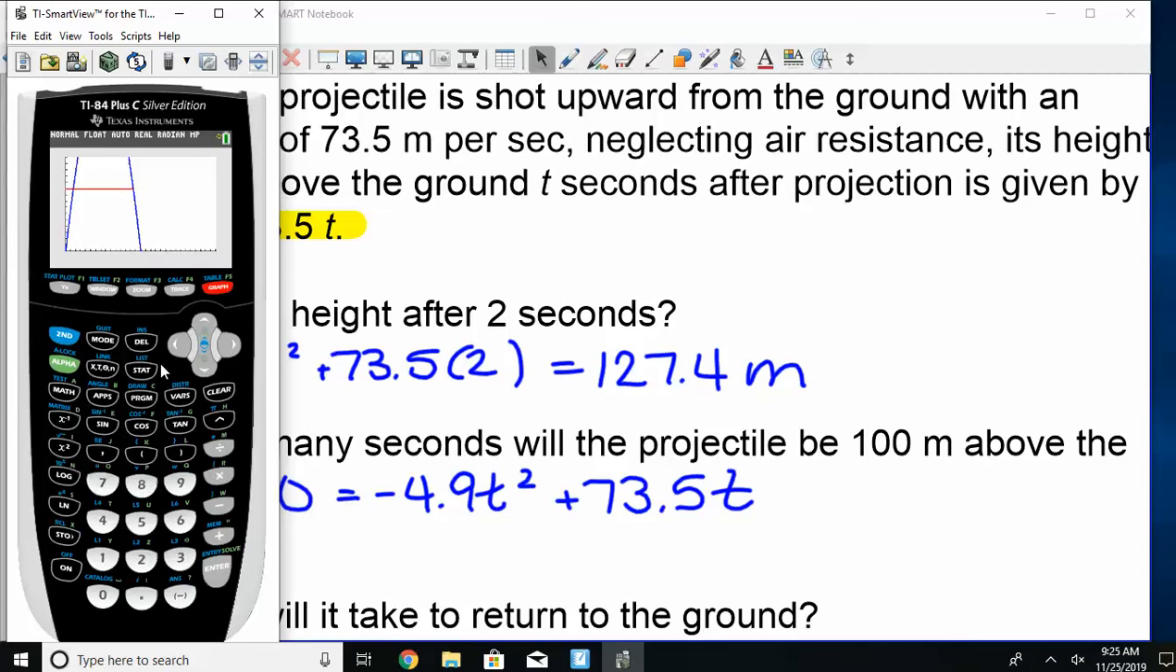Now I need both of these intersection points because I want to know when the projectile is more than the 100, so I'm looking for this section right here where it is above. So you are going to go to your second, trace, intersect. First curve, it tells me it's on the parabola, hit enter. Second curve, it's on my line, hit enter. Guess, I'm going to do the first point. Hit enter. And I see that intersection is at 1.51 seconds.